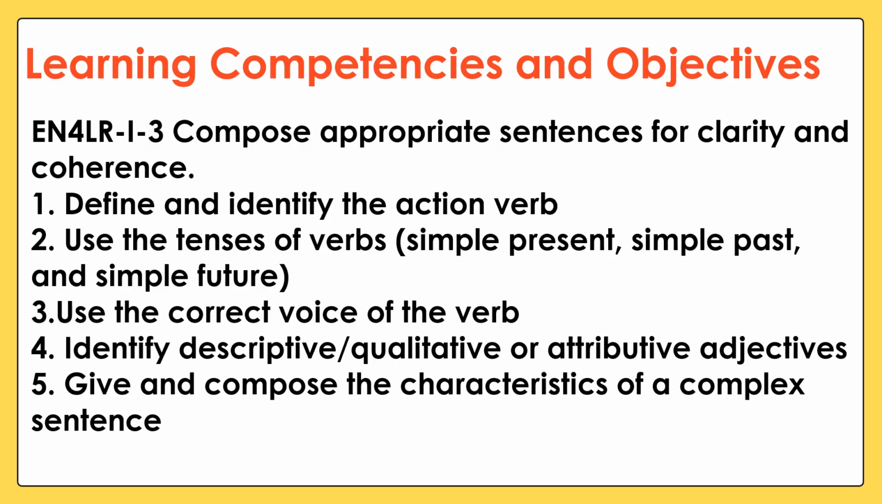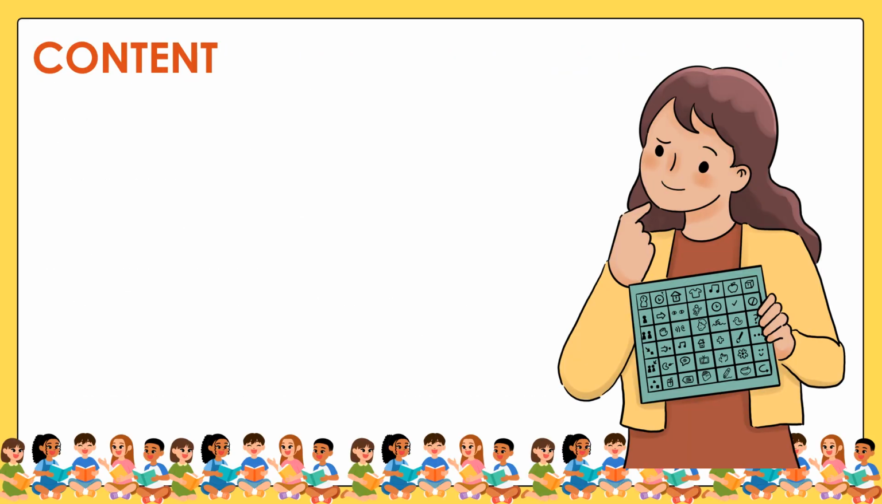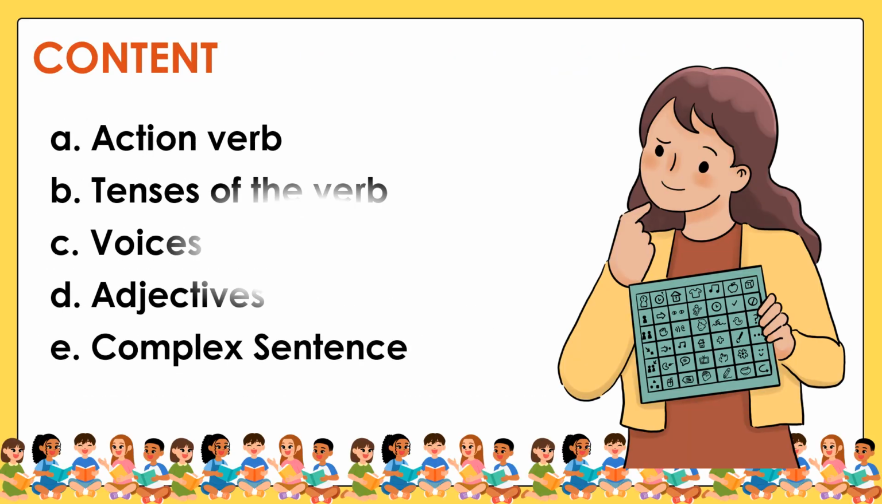Number 4, identify descriptive or qualitative or attributive adjectives. Number 5, give and compose the characteristics of a complex sentence. Content: A. Action verb, B. Tenses of the verb, C. Voices of the verb, D. Adjectives, and E. Complex sentence.